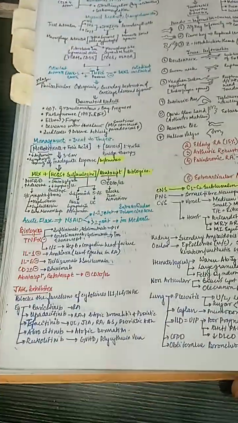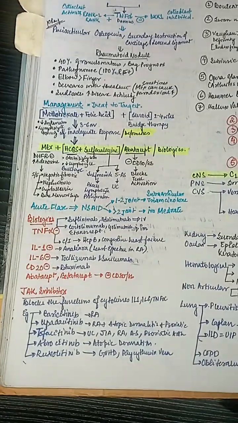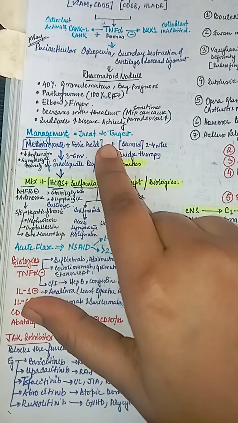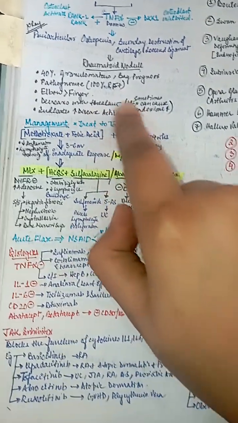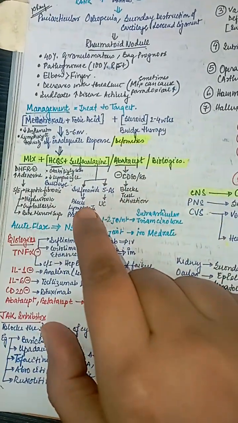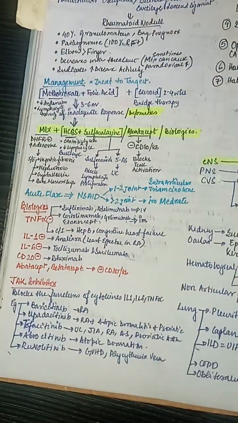Now coming to the management of rheumatoid arthritis. The management is based on the theory of treat to target. What are the targets?